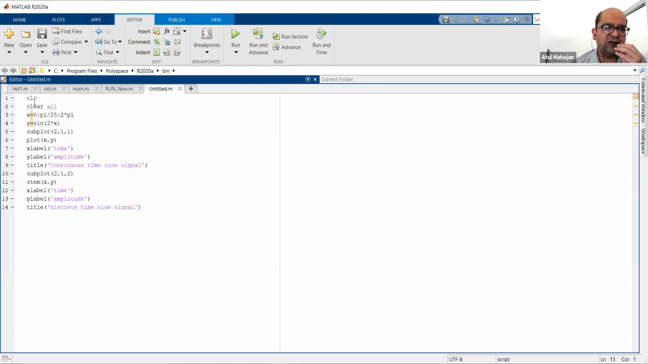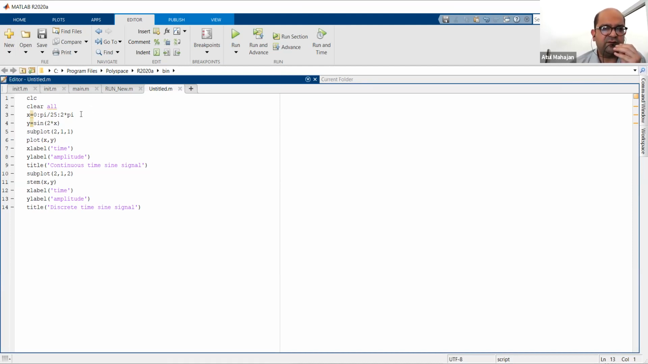So first of all, we'll be using these two commands, CLC and clear all, for writing the program. The CLC and clear all commands are basically used to clear all the previous commands which have been written in a MATLAB window. So for clearing all the previous data, we use the CLC and the clear all command.